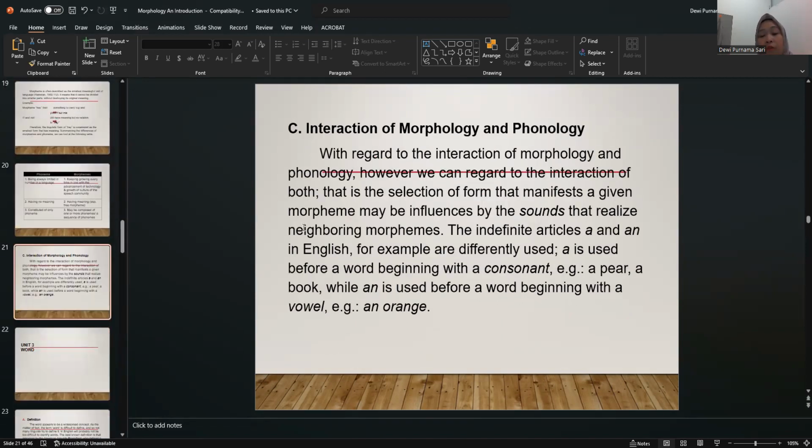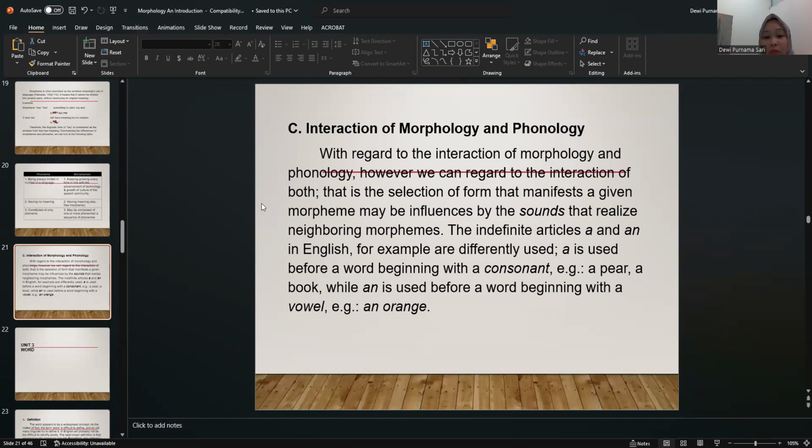Next, the interaction of morphology and phonology. With regard to this interaction, the selection of the form that manifests a given morpheme may be influenced by the sounds that realize neighboring morphemes. The indefinite articles a and an in English, for example, are used differently. A is used before a word beginning with a consonant, for example a pear, a book, while an is used before a word beginning with a vowel, for example an orange, an owl, and so on.